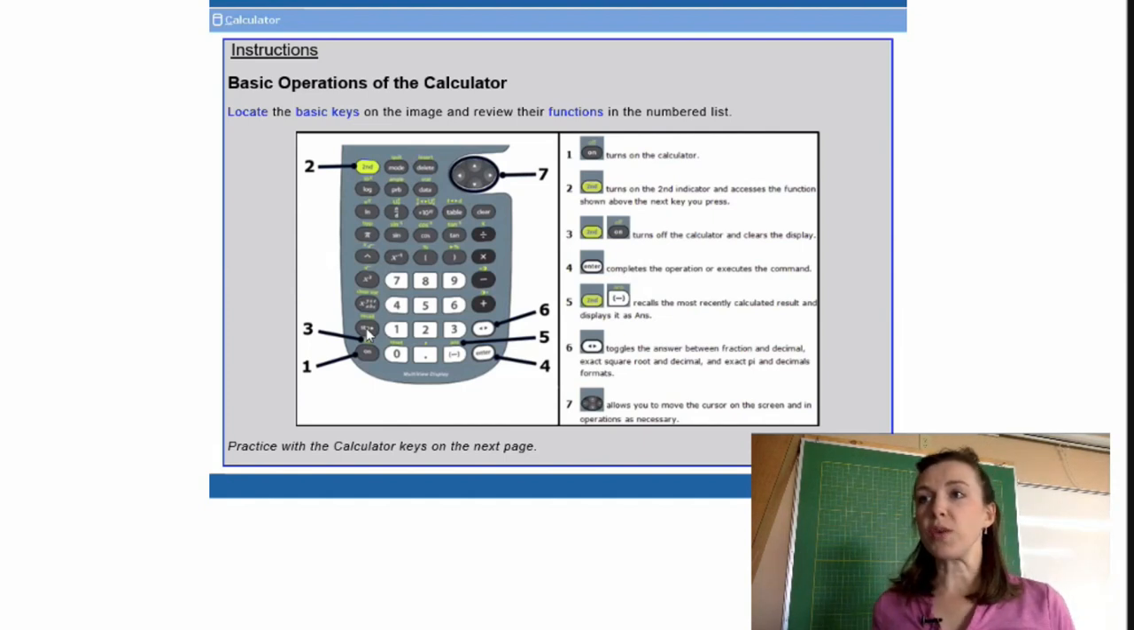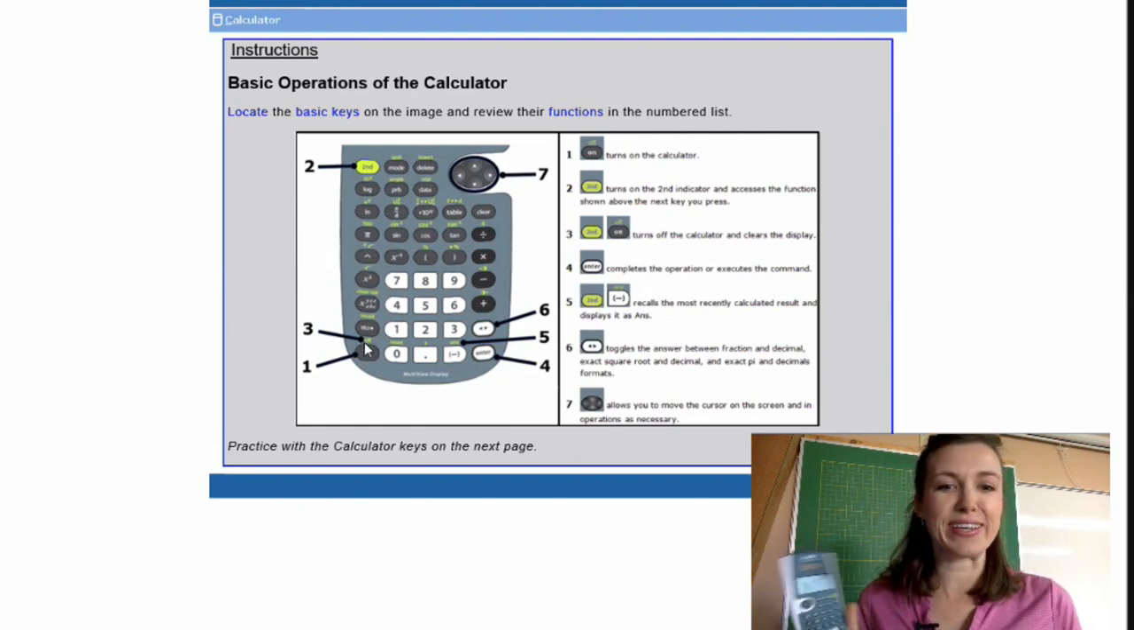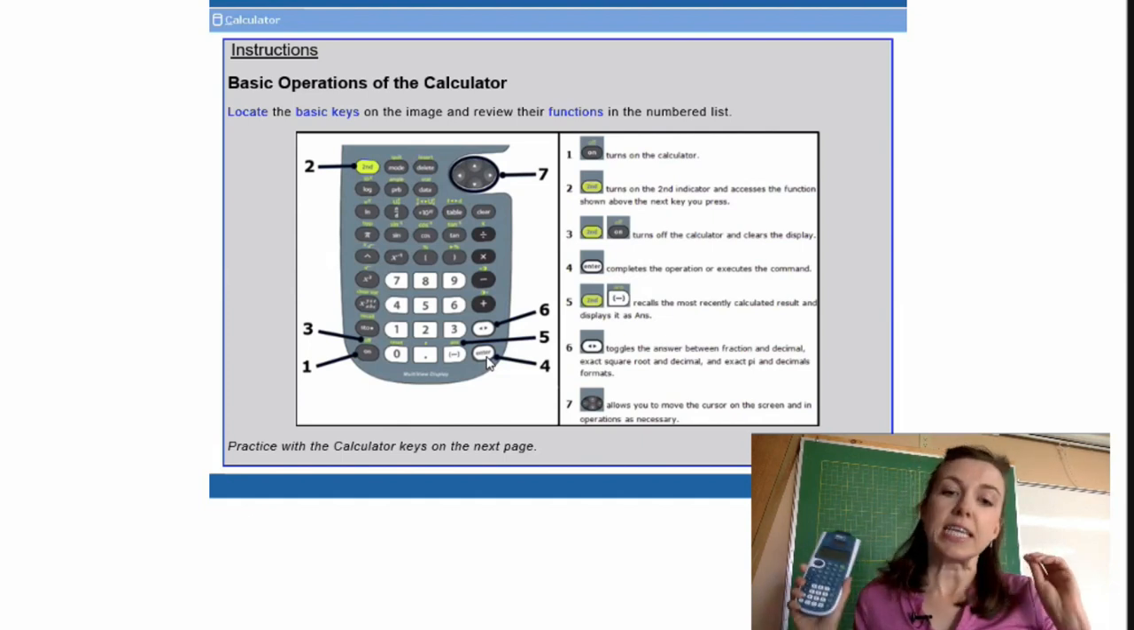So the three here will actually, if you hit the second and then the on button, that will actually turn the calculator off. Or else you can just not do anything and it'll turn off automatically eventually. Okay, number four is enter. That is going to be the equal sign. That's the equal key.